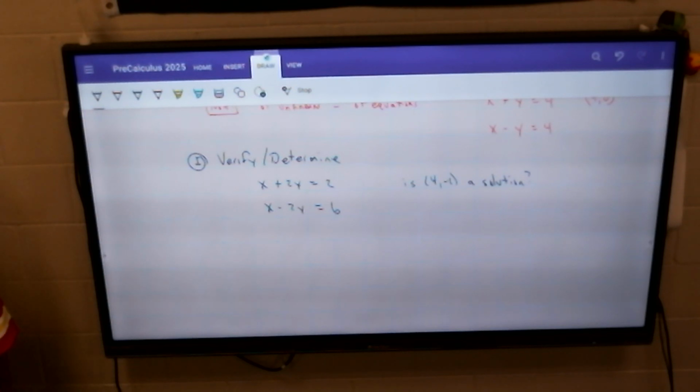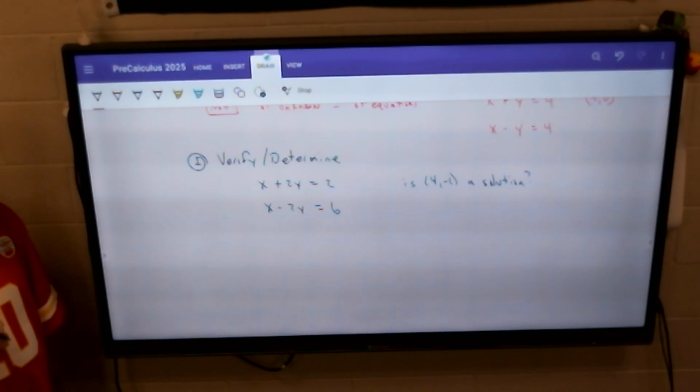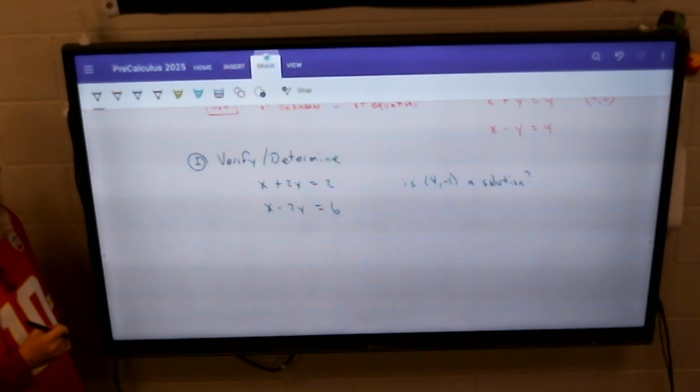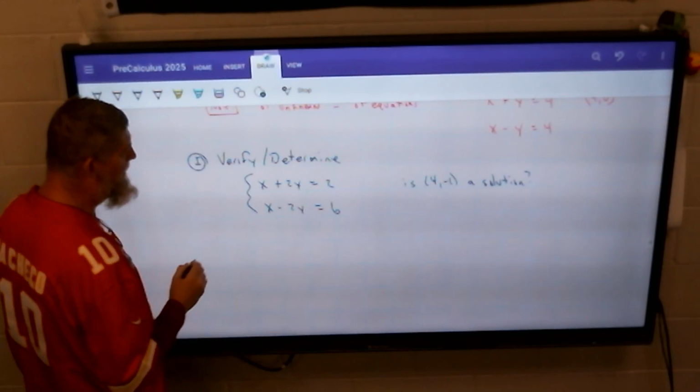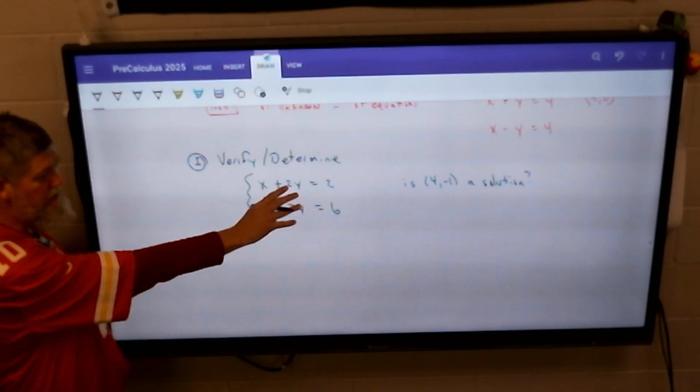Well, if it is a solution, what does that mean? That means it has two solutions. No. If (4, -1) is a solution, what would be true? You could plug it in and it'd be correct. Correct. I'm telling you, this is the solution. I'm asking, is this a solution?